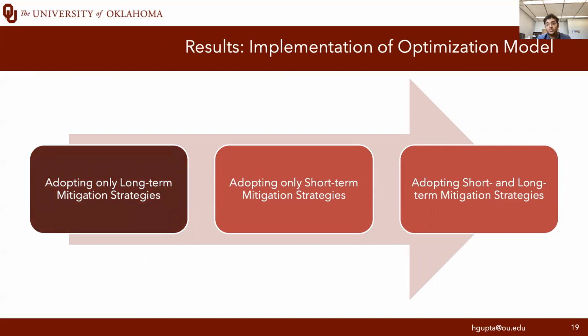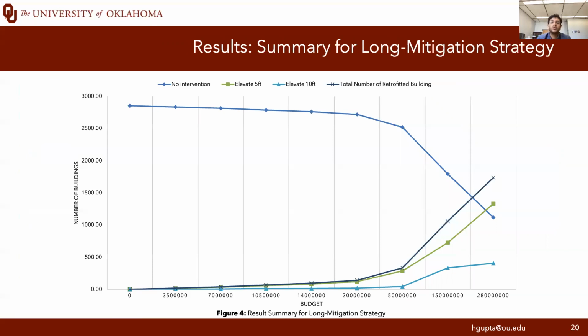So now we are going to see the results of adopting only the long-term mitigation strategies. So here are the results of implementation of long-term mitigation strategies. Basically, we use two strategies. One is elevation of the building's first floor by 5 feet, and another one is elevation by 10 feet. These two were the most expensive mitigation strategies, because this will help the building owner to save their buildings for several unexpected flooding events.